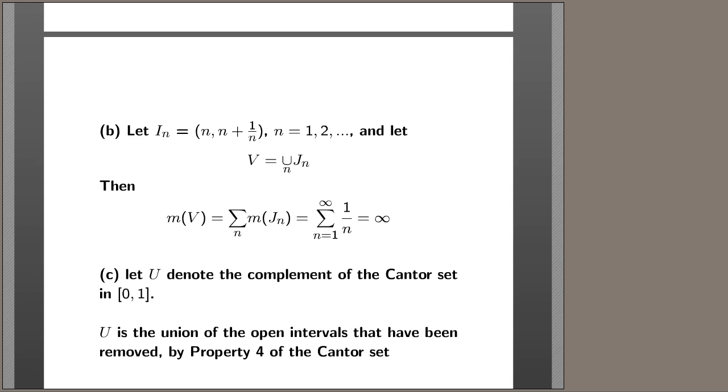Now, this is an example of an infinite unbounded set which has also infinite measure.